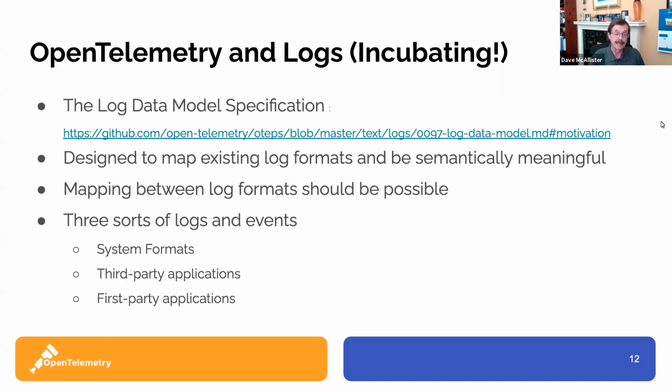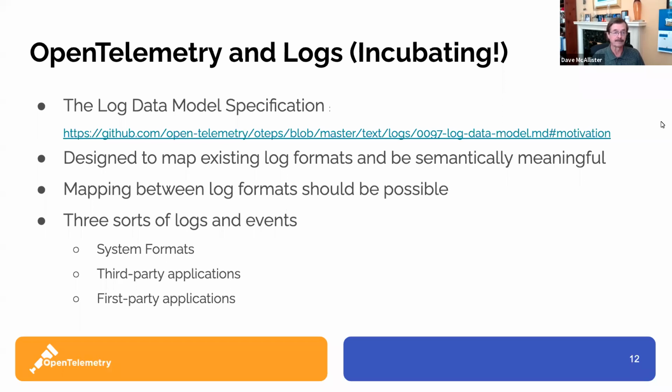This data specification is now finalized. It's still in discussion and we're still building it out, but it has some things inside of here. It is designed to map between existing log formats and still be semantically meaningful. In fact, it should be able to map from an existing data format and transfer it to the OpenTelemetry data format, and then map back to the existing data format with as identical data results as possible. This is an interesting challenge.